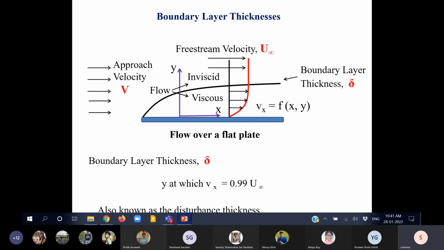Or can it be equal to 0? This has important implications in some industrial applications as well. But I would like to know your opinion about the possibility, or what are the possibilities of Vy? Is it equal to 0? So it can be 0 because the free stream velocity does not have any y component.